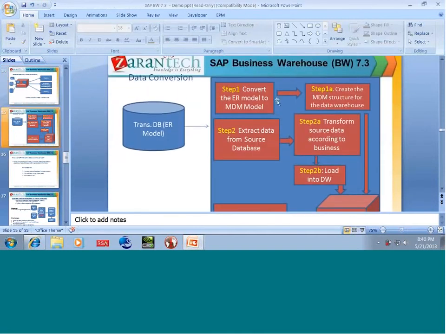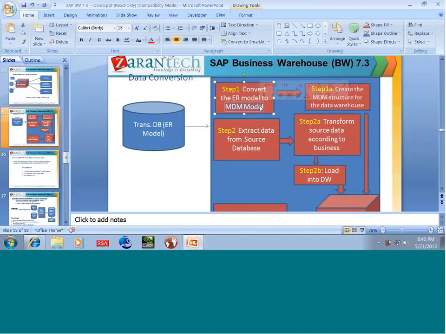If you look at this slide, it quickly covers what I just explained. When you take transactional data from a source system, there are several steps. The first step is to convert, and I will quickly touch upon what the ER model and MDM model are, because when we go into the first and second sessions, that's what we are going to be talking about. We want to make sure that everybody participating in the training has a very good understanding of what an ER model and an MDM model are.